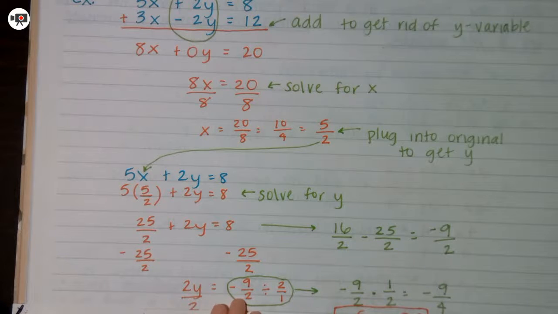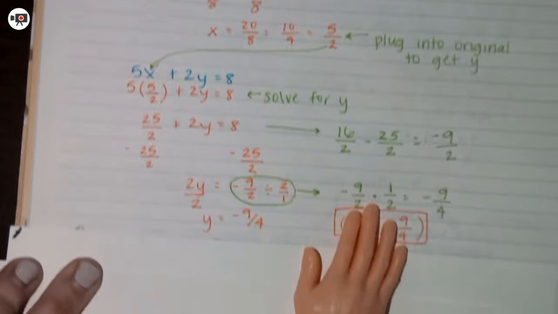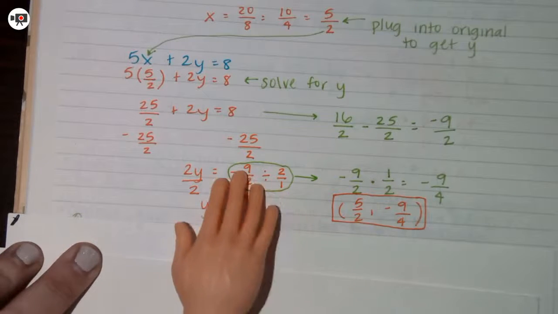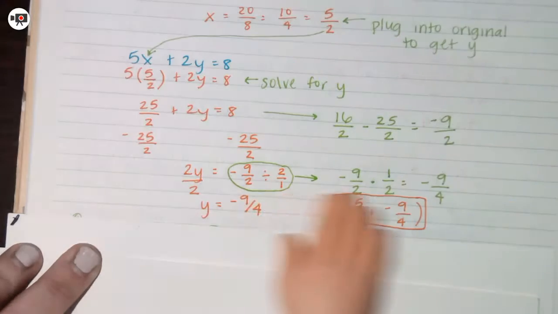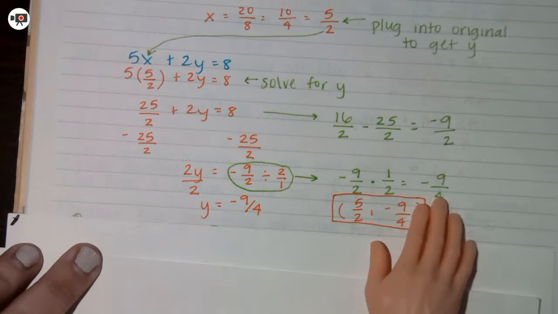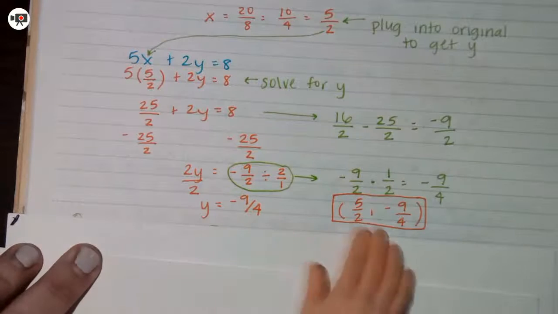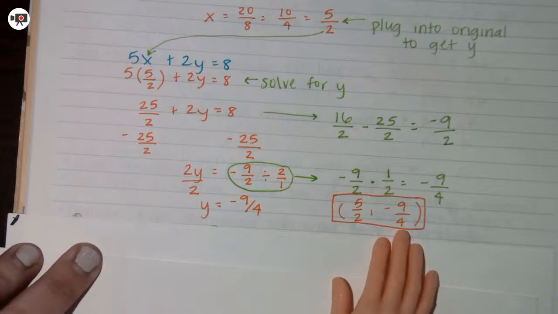So 2y equals negative 9 over 2 divided by 2 over 1. Divide each side by 2, and y equals negative 9 over 4. You can see the work here to the side is how I did 9 over 2 divided by 2 over 1. You multiply by the reciprocal, multiply straight across the top and straight across the bottom. So my answer, take my x and take my y and make that into a point.